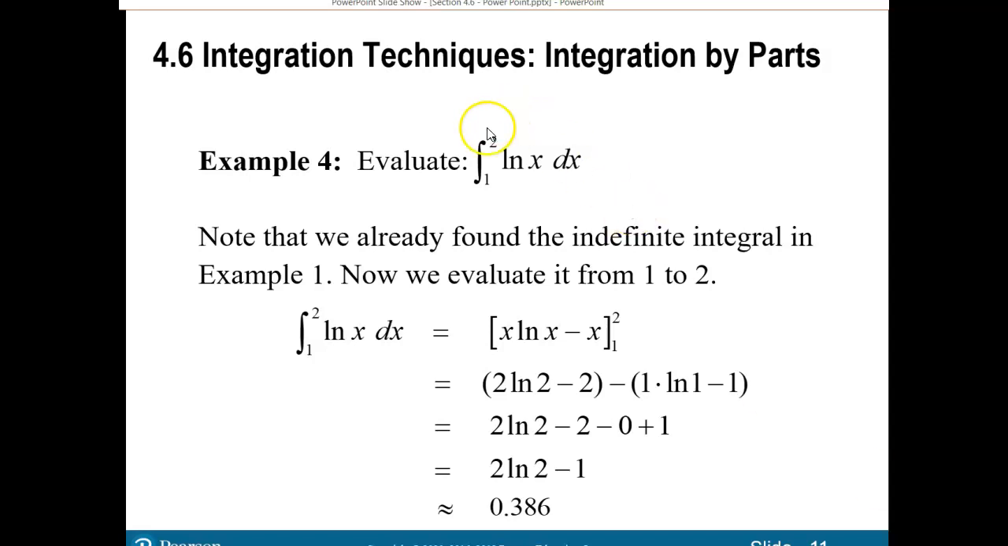So if you have a definite integral for parts, you just do the parts method, get the answer, and then plug in and subtract exactly like we have been doing this whole chapter.